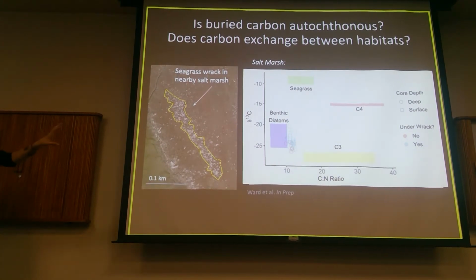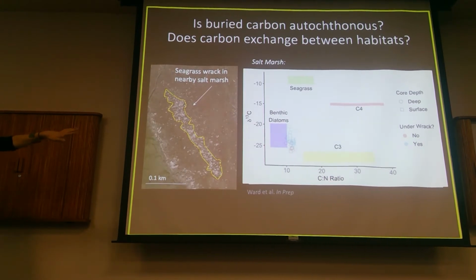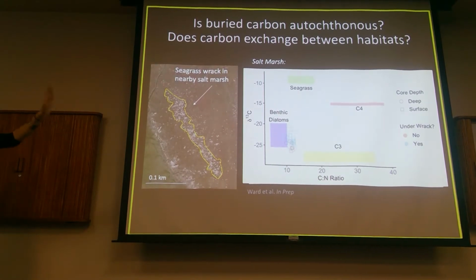And those light blue and red circles are the sediment samples. The blue are the sediment samples that came from underneath the seagrass wrack. The red are sediment samples that came from elsewhere in the marsh. And you can kind of see that those blue sediment samples are closer up to that seagrass box at the top.